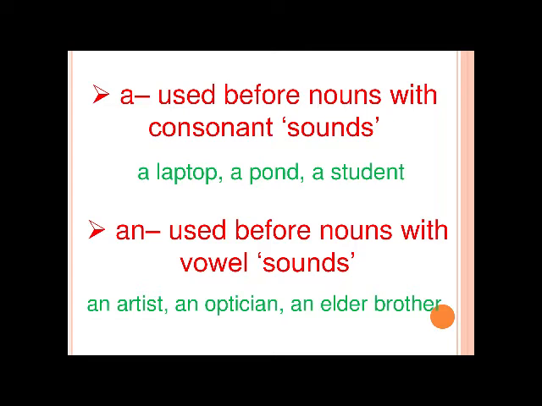And look at the second row of examples: an artist, an optician, an elder brother. Now here, artist is beginning with the sound a, which is a vowel sound. Optician, a, it is also a vowel sound. Elder brother, a, it is also a vowel sound. That's why I have used an before these words.